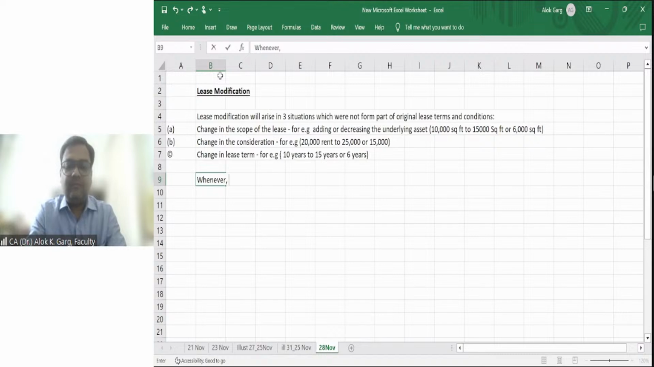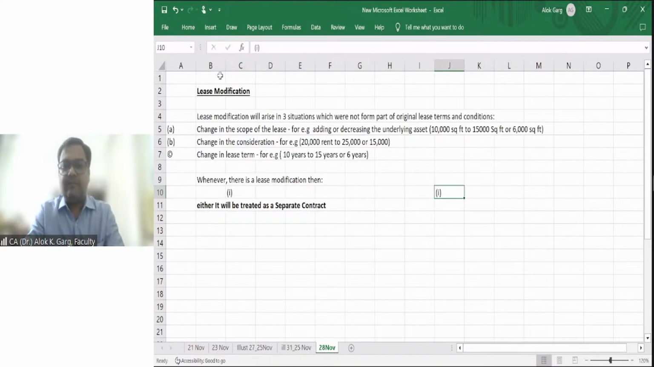Whenever there is a lease modification, then either it will be treated as a separate contract, meaning a separate ROU and lease liability will be created, or it will be treated as an adjustment to the existing contract, right?